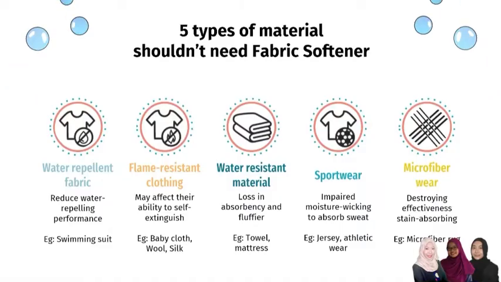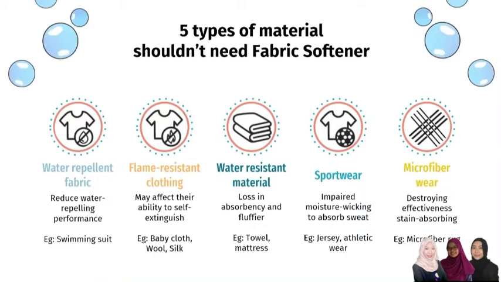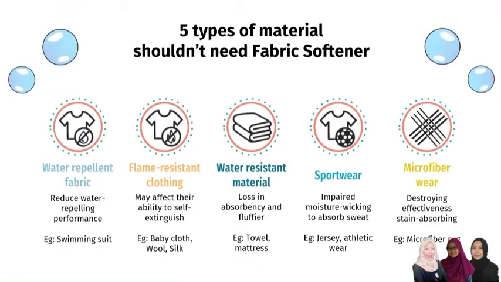Then you use liquid fabric softener or dryer sheets or others. These products soften fibers to help reduce wrinkles, make them softer, and add a bit of fragrance to your laundry. But using them on certain materials can actually have a negative effect on the fibers. Not all fabrics go with softener. Five types of material shouldn't need fabric softener.